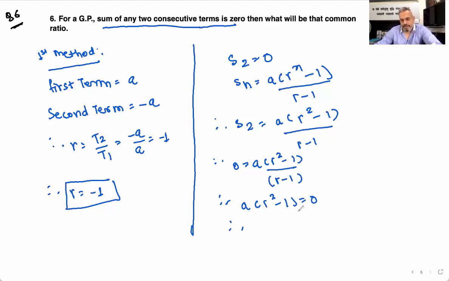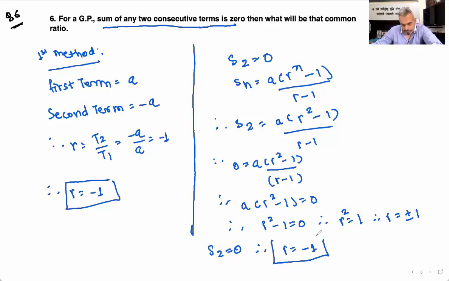A goes to the division side, so it will become 0. So R square minus 1 is equal to 0. Therefore, R square is equal to 1. Therefore, R is equal to plus or minus 1. But we cannot take plus 1 because S2 is equal to 0. Therefore, R will be equal to minus 1. So you can use either the first method or the second method.